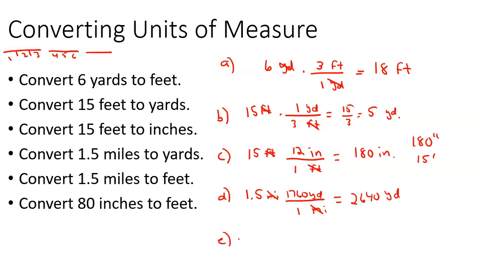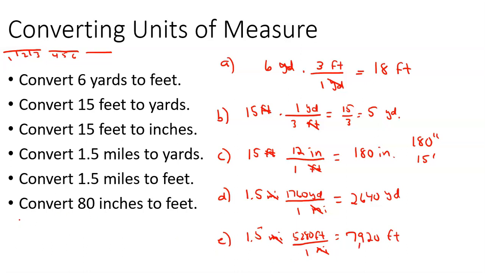All right, the next one says convert 1.5 miles to feet. Well, same idea except different conversion, right? 1.5 miles. I want something that gets rid of miles, so I'll put the miles on the bottom, feet on top. 5,280 feet in a mile. Now my miles go away, and then I multiply. All right, so 5,280 times 1.5, and I get 7,920. That is a lot of feet. That's how many feet there are in a mile and a half.